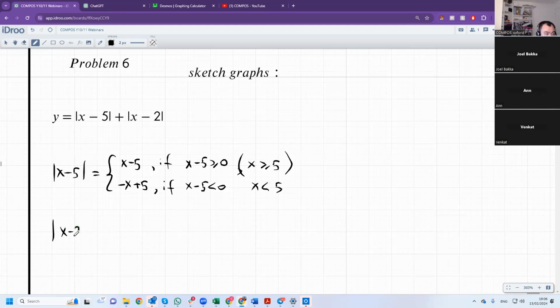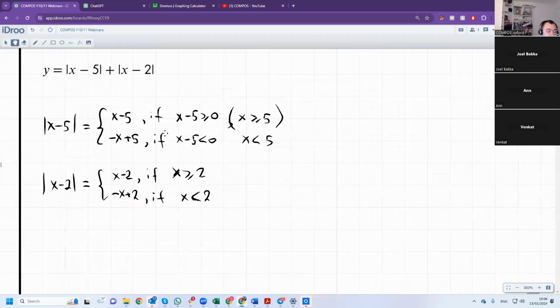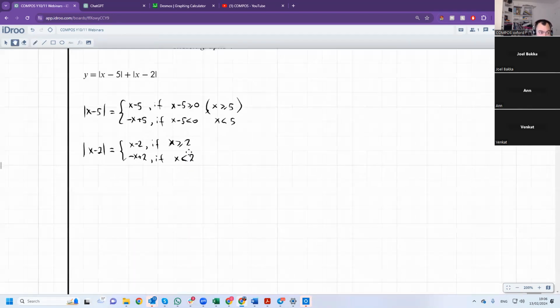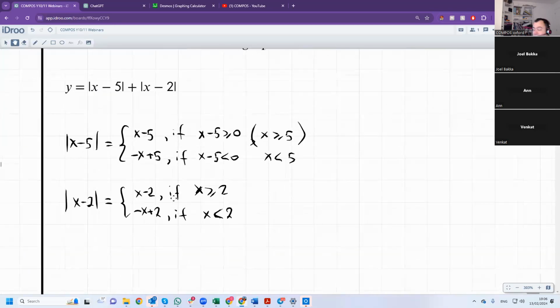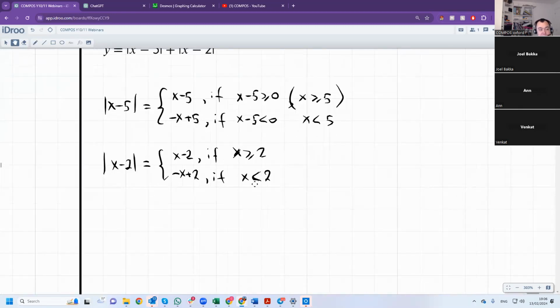Now, modulus x minus 2 is x minus 2 if x is greater than 2, and it's equal to minus x plus 2 if x is less than 2. Now, you would think that there are 4 possibilities. Actually, there are 3 possibilities.